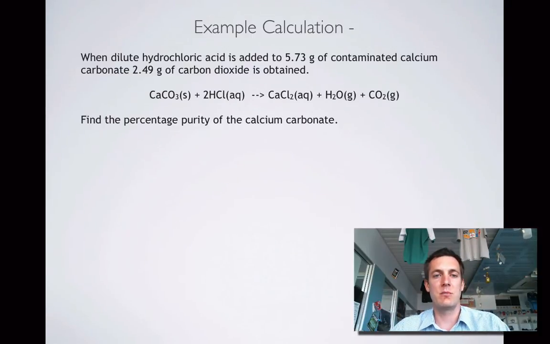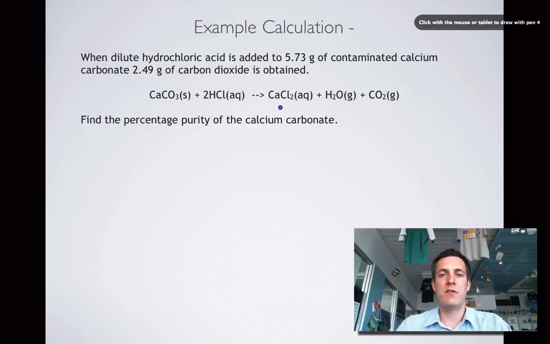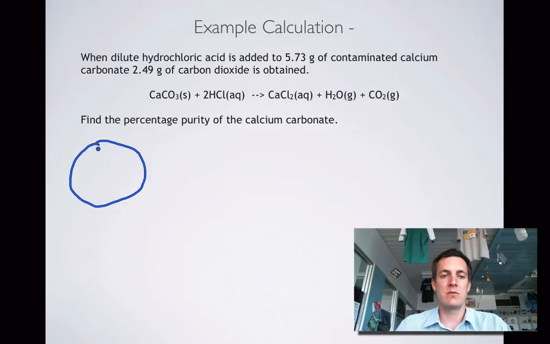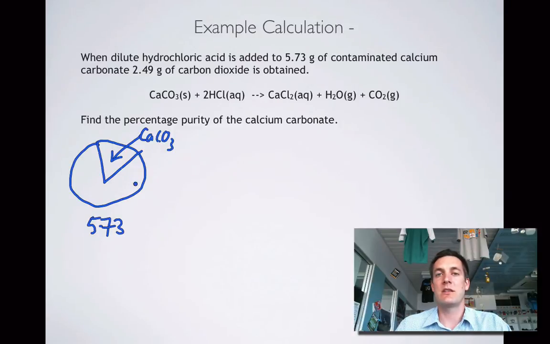Here is the example that we're going to do, okay? It says, when dilute hydrochloric acid is added to 5.73 grams of contaminated calcium carbonate, okay, so I have got not 5.73 grams of calcium carbonate, but 5.73 grams of something in which there is calcium carbonate. Now it could very well be that the calcium carbonate's in the majority and not the minority. It doesn't really matter. I've just represented it as a slice of a pie.